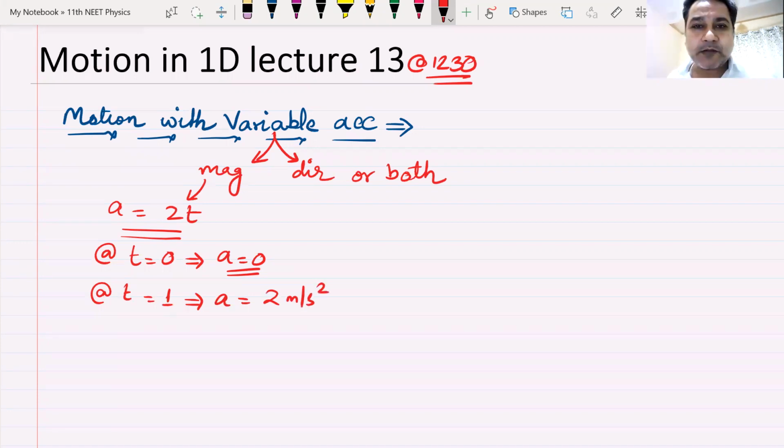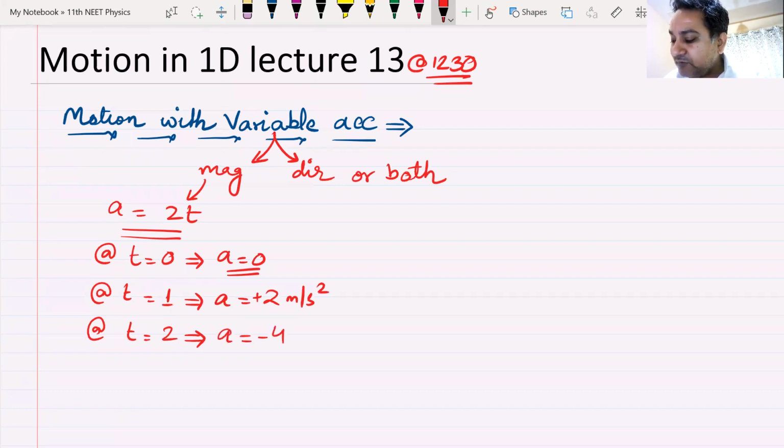As you can see, since acceleration is a function of time, with time, acceleration is continuously changing. I can put another value just to make a point. Acceleration now becomes 4. I must add plus because plus indicates its direction, and so on. Am I clear? If I have an acceleration of this type, where acceleration depends on time, it is going to continuously change with time.